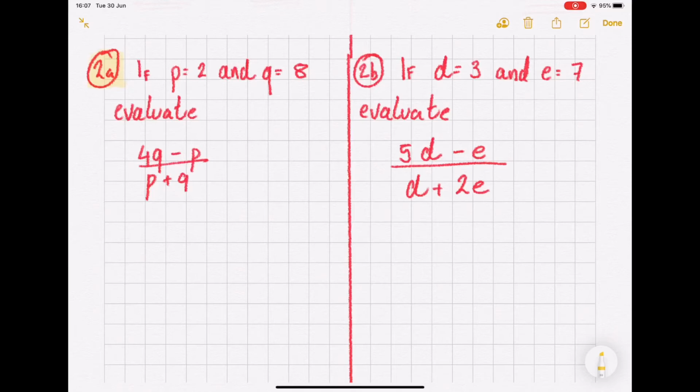Okay, so let's have a look at another question you put up on Facebook. This one over here, 2a. If p equals 2 and q equals 8, evaluate the expression 4q minus p all over p plus q.